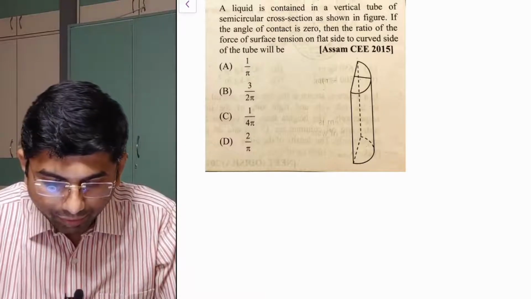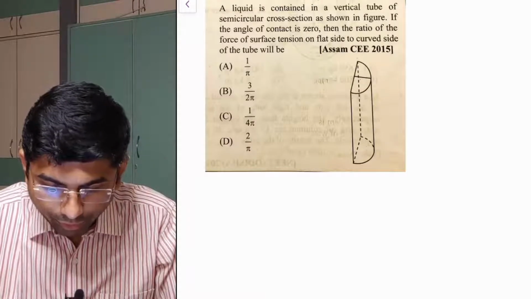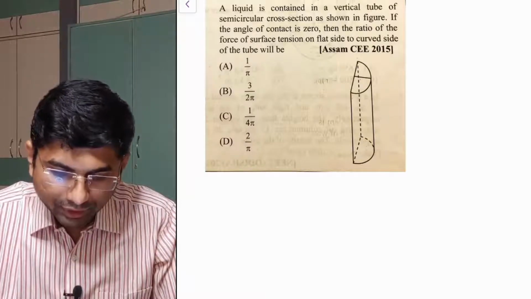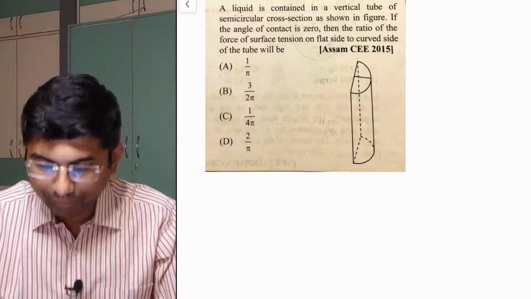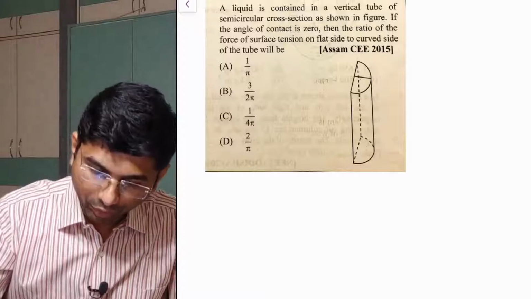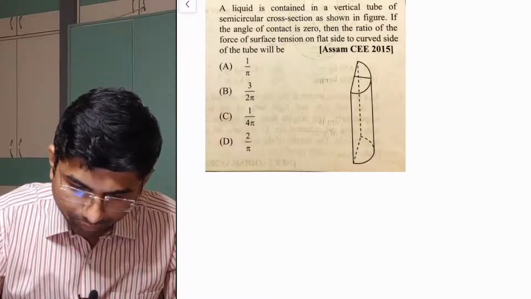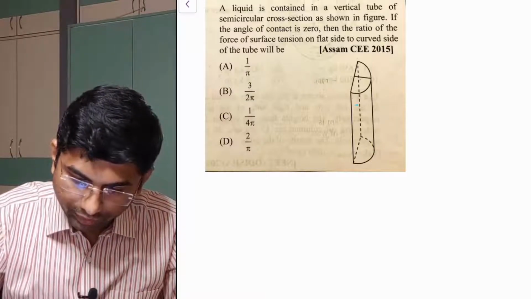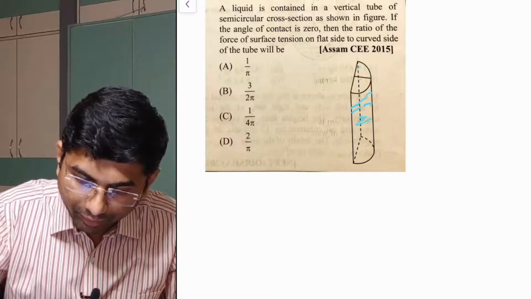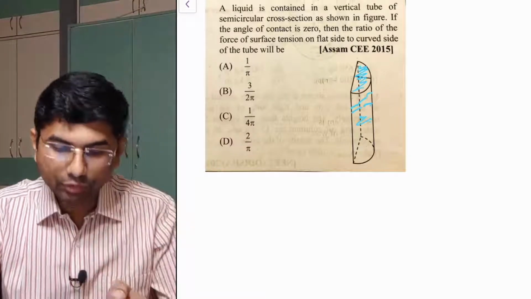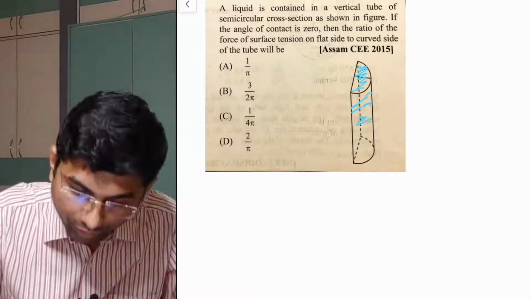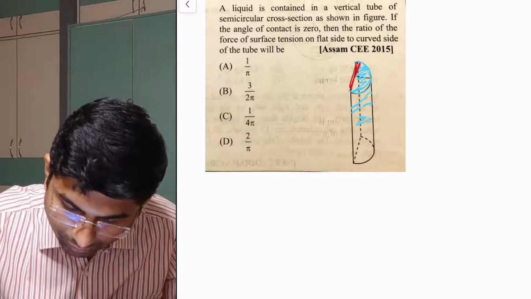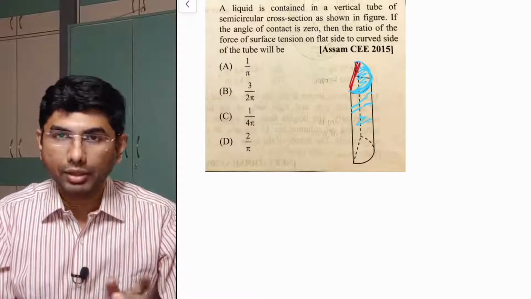A liquid is contained in a vertical tube of semicircular cross section as shown in the figure. If the angle of contact is 0, then the ratio of the force of surface tension on the flat side to the curved side of the tube will be. Now here inside there is water or any liquid. If this is completely filled with liquid, the liquid will have tension. They want to know the ratio of tension on this length upon this length. These two have to be found out.